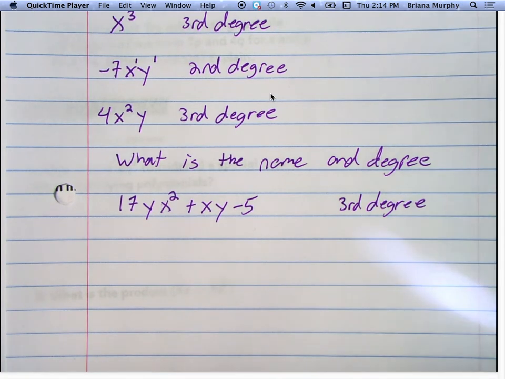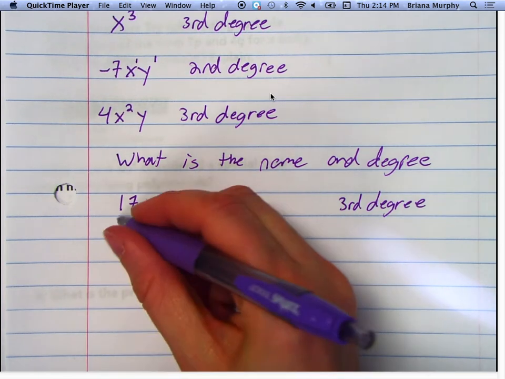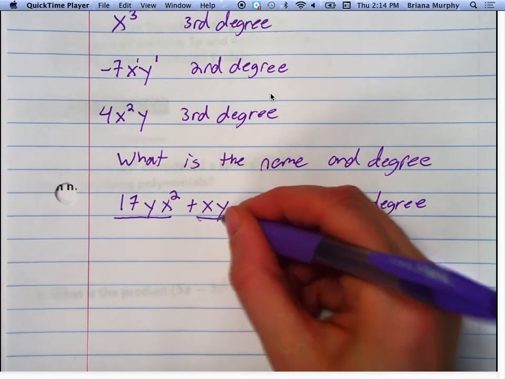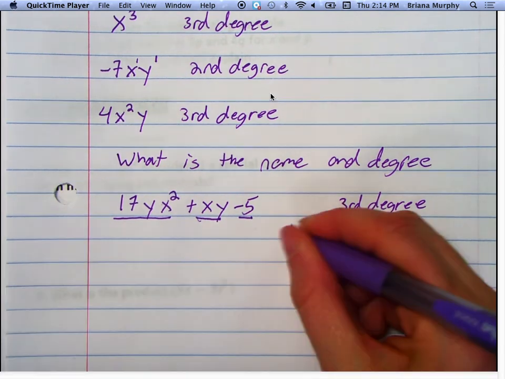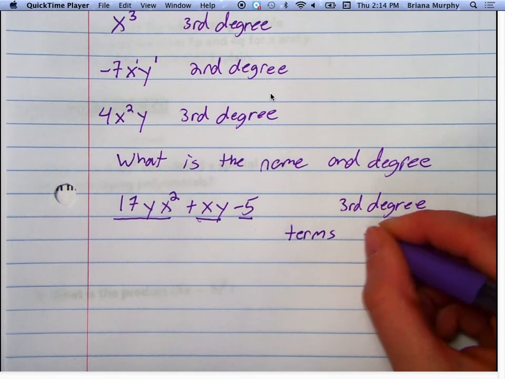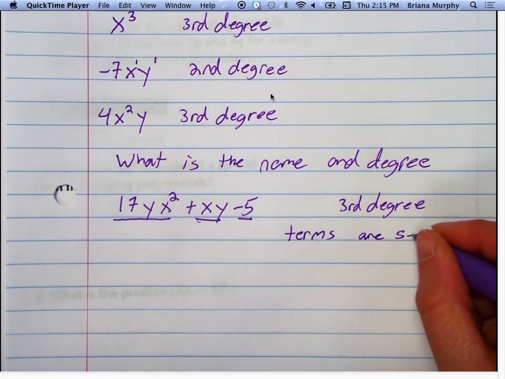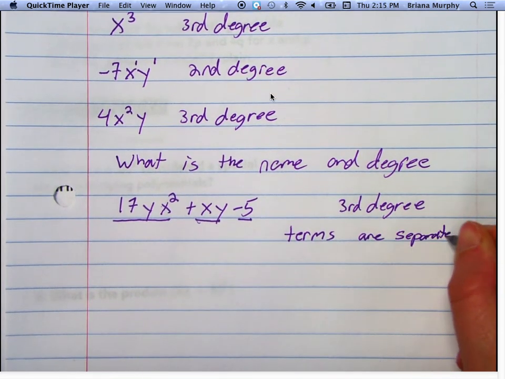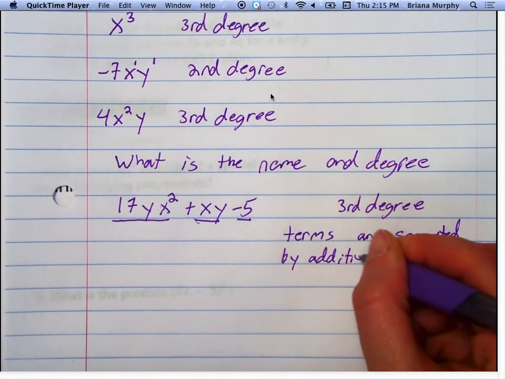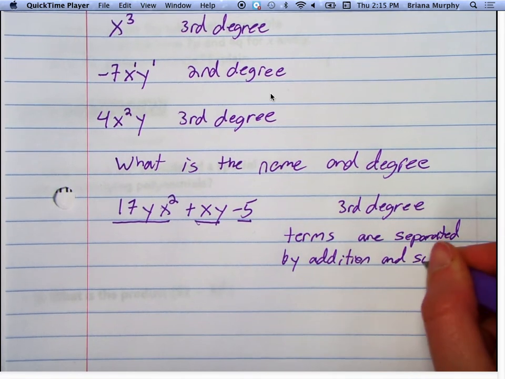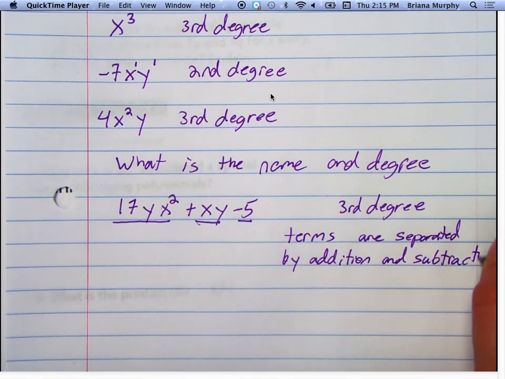Okay. How many different terms are there? 3. Because we've got 1, 2, 3. But what about the other x and y? They're not separated by addition and subtraction. Terms, so that's a good thing to put down. Terms are separated by addition and subtraction. So just do the ones.